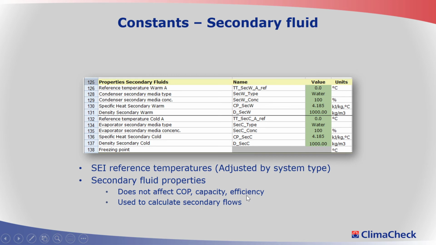Because ClimaCheck uses the internal method, we are not using these secondary temperatures to calculate the COP. But we do use the CP and the density to calculate the flow on the secondary side. Here we also have the reference temperatures, which are used in the SEI. These are adjusted automatically when we select the system type. So this is not something you need to change, but you need to make sure that you chose the correct system type when opening a template.